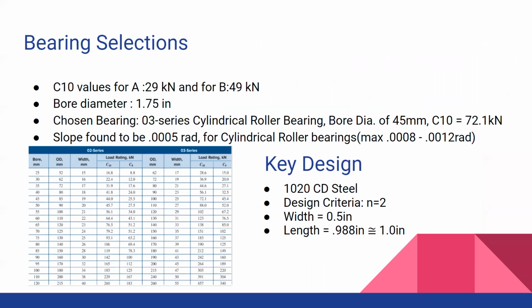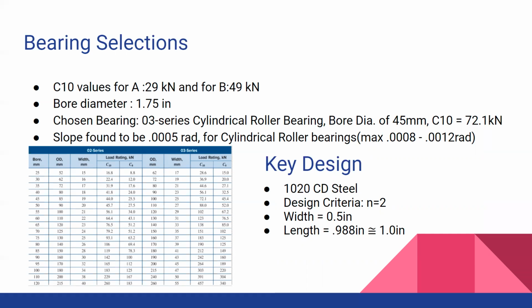So we first wanted to go with a ball bearing. However, for our bore diameter, which is roughly 45 millimeters, the C10 values were a lot lower than our required C10 values. So we decided to go with an 03 series cylindrical roller bearing, with a bore diameter of 45 millimeters, which has a C10 value of 72.1 kilonewtons, which is way over 29 and 49 kilonewtons.